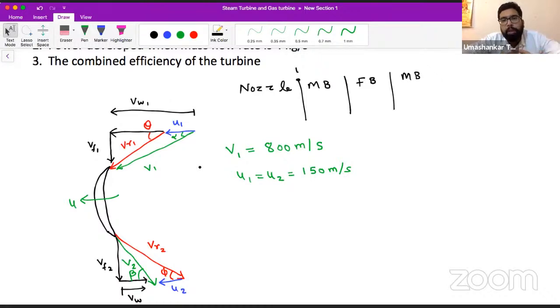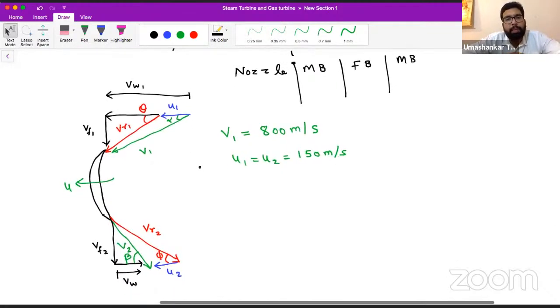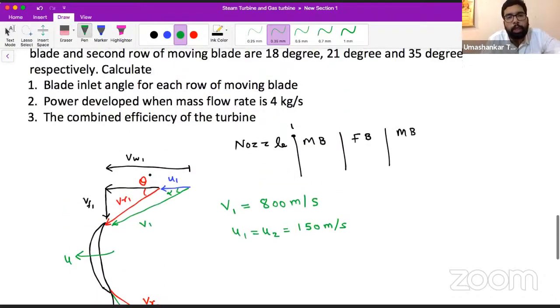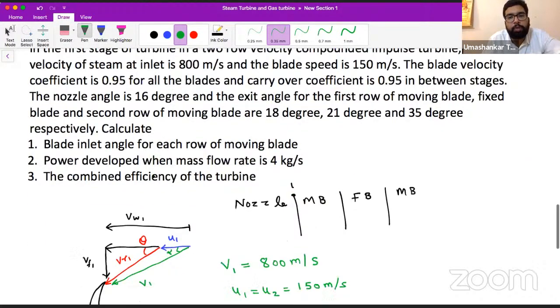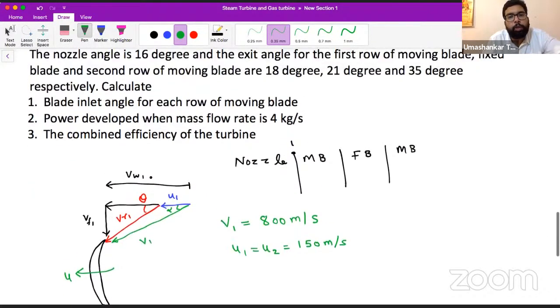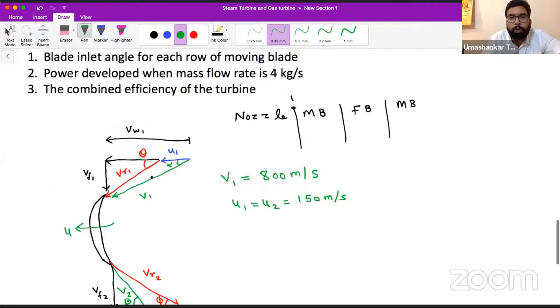In compounding of turbine, we will consider that all the rows of the moving blade are running with the same velocity. Our purpose will be served only then. So U1 is equal to U2, 150 meters per second, as we have seen in the last lecture. So we have the blade velocity coefficient and carryover coefficient, which we will apply when we use them.